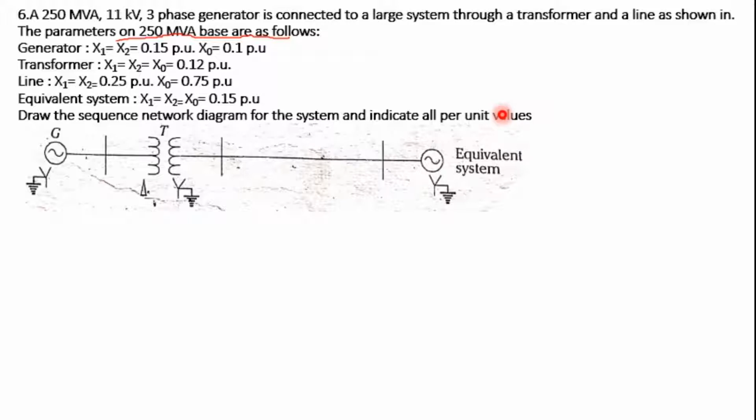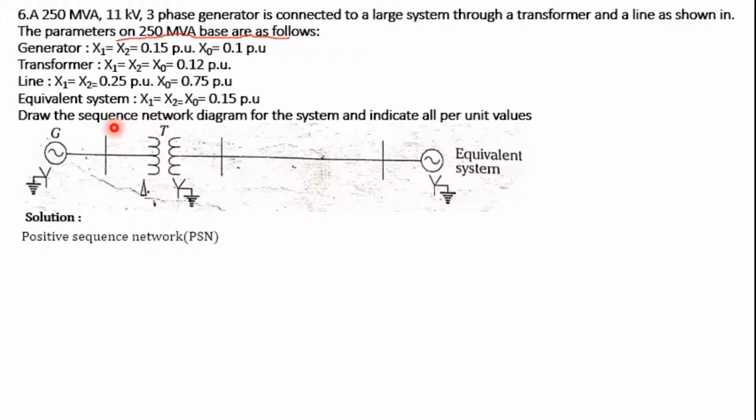So let us solve how we need to solve. Generally we consider the base MVA and the base kV of the system. But if you look into the question, they are not talking about the MVA base and the kV, because they have not mentioned the generator voltage and the MVA rating of all the components. So that's why we are not going that way. What we will do is directly draw the sequence networks.